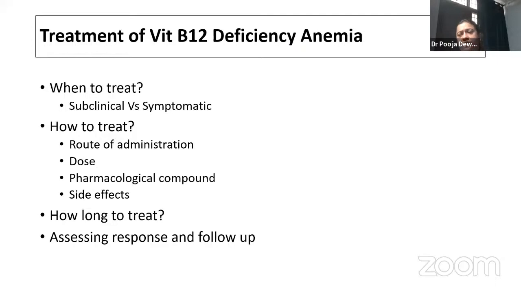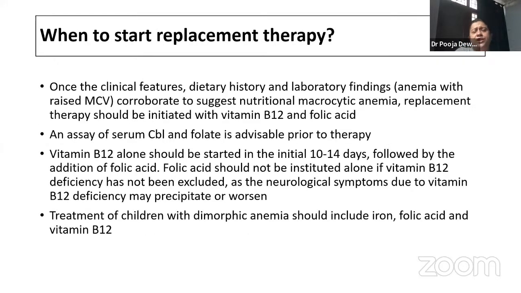Now, once you have a clinically suspected case of B12 or folic acid deficiency, you should start treatment. But do all subclinical cases require treatment? We'll come to that. In this part, we will also be covering how to treat. That is, what is the preferred route of administration, how much to give, which compound to give, what are the side effects, how long to treat, and how to assess the response and follow up your patient. So when do you start treatment?